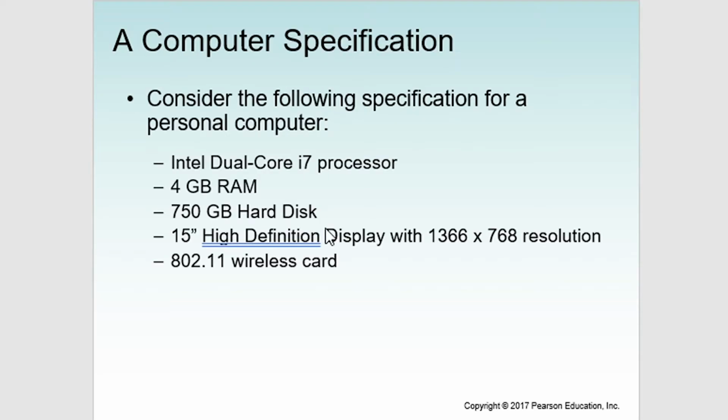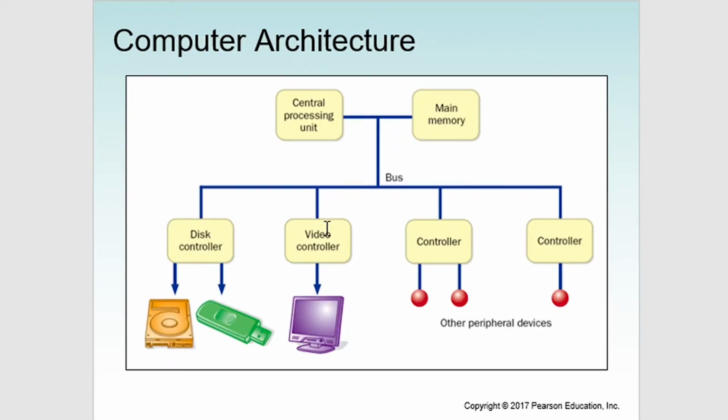Hardware components. Here they give you an example of some specs on a computer. You have your processor, your RAM, your hard disk, wireless card, and your monitor. Here they're showing you the bus. The bus lives on the motherboard. The motherboard is a component that connects all of the other computer components together, so it allows a signal between all these different components.